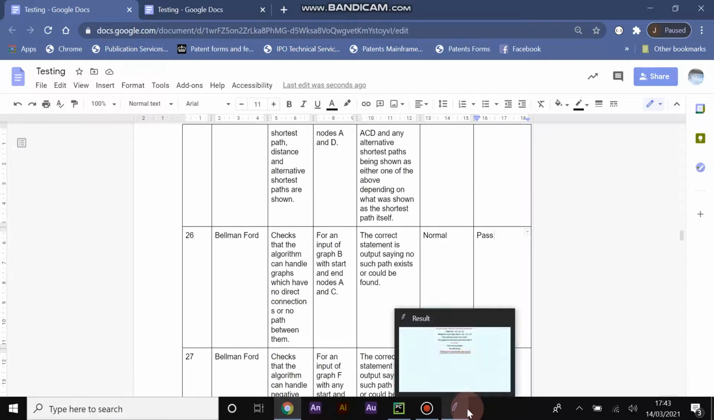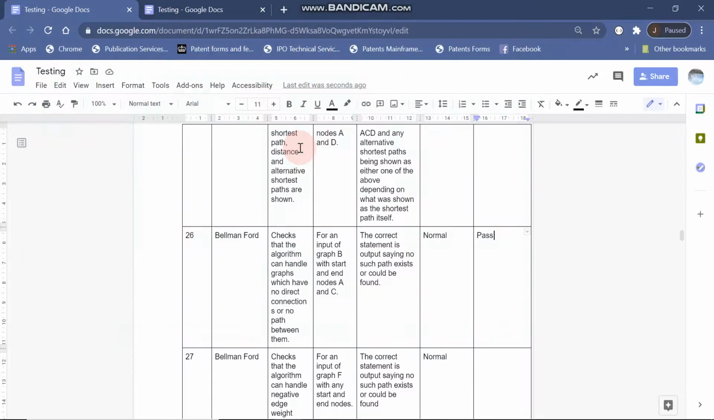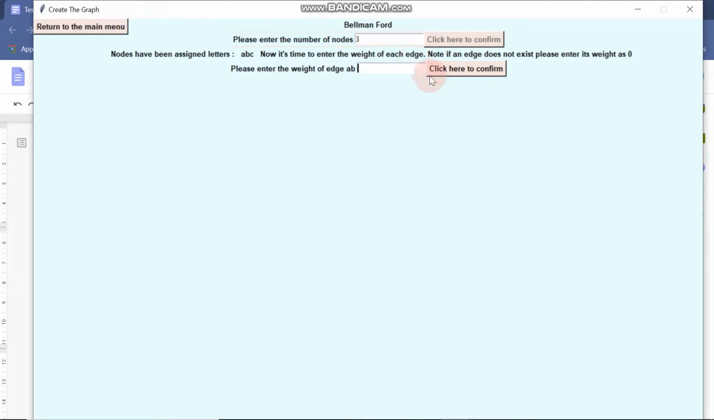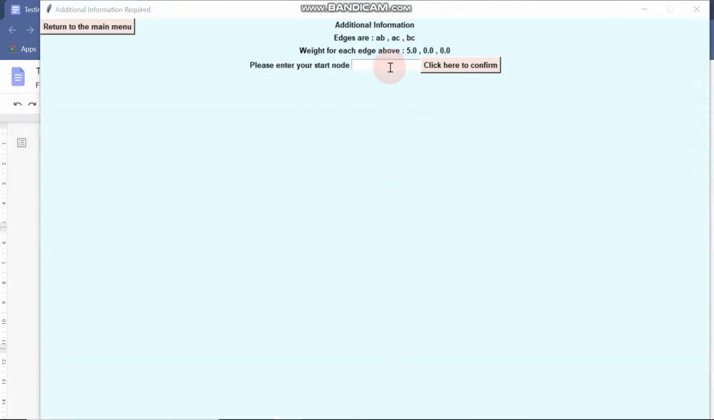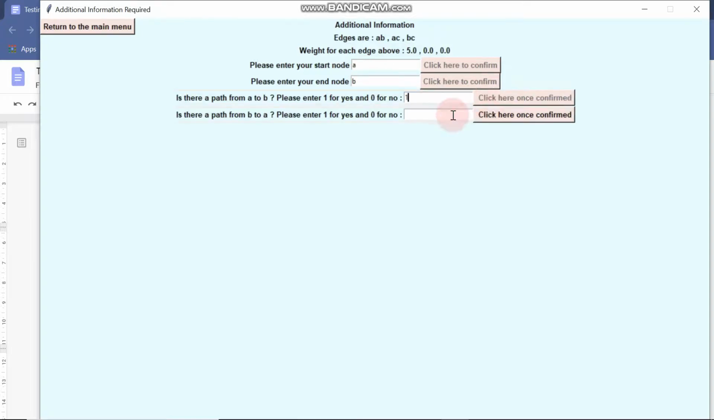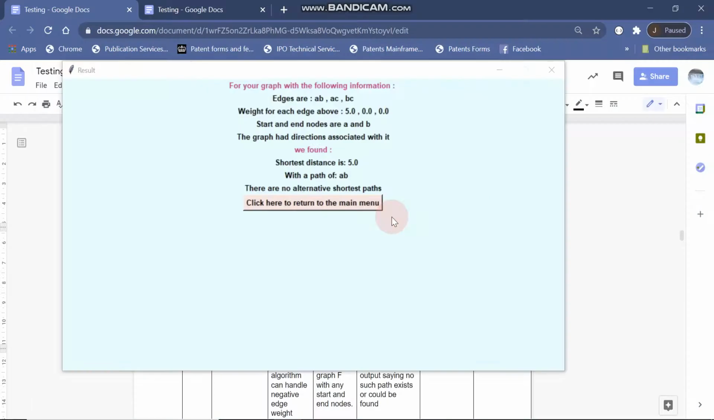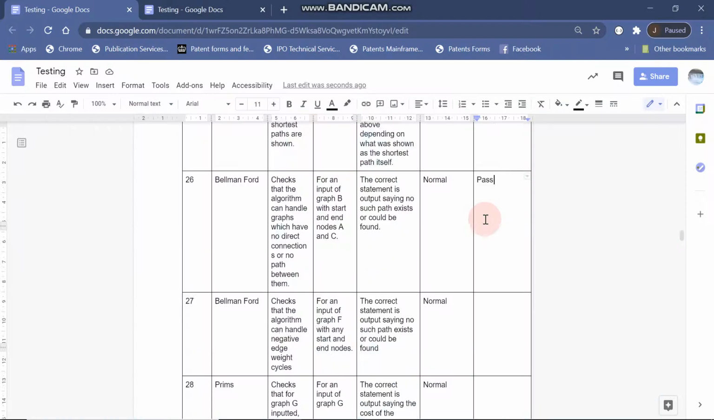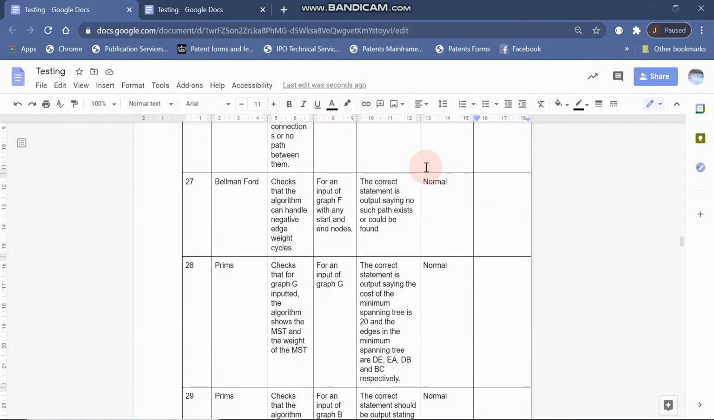But again, as we did with our other optimizations, I think it's worth checking out whether for the same graph we get a shortest path of 5 when we go from A to B, because we should really. So let's have a look. Yeah, and we do. So that's good. So that's fine. Now moving on to test number 27.